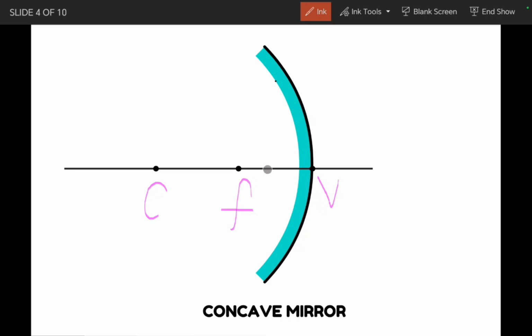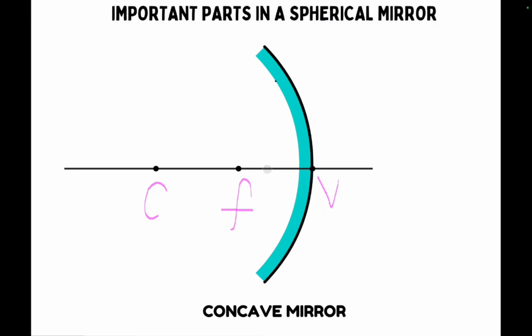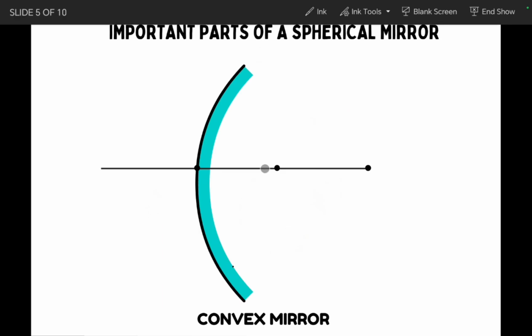Then, let's try again for a convex mirror. Okay, for convex mirror, our vertex is here. Our center of curvature is here. And our focus or focal point is here. Again, please take note of these important parts of a spherical mirror because it will play a vital role in locating and describing the image formed qualitatively.